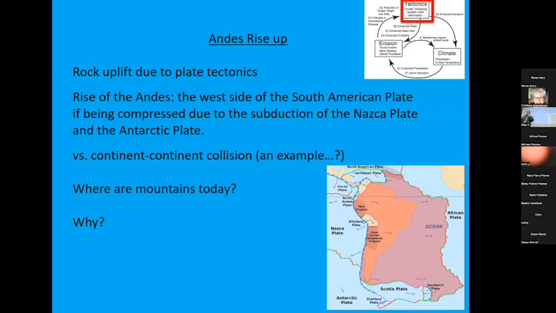So this is it. The Alps in Europe are ultimately due to the African plate crashing into the European plate. Right?